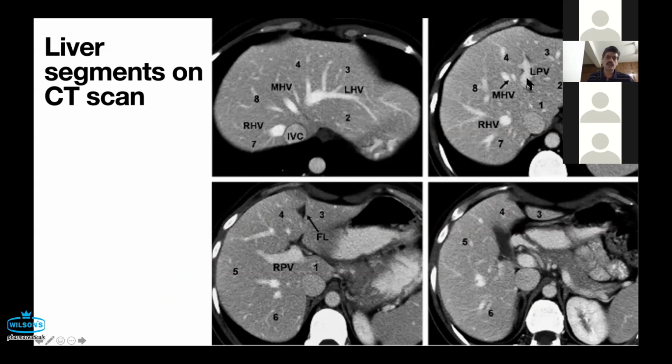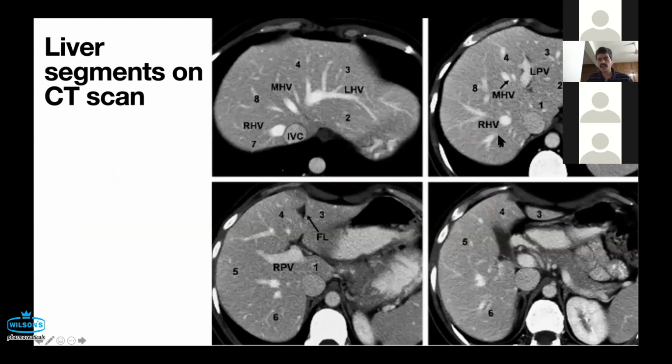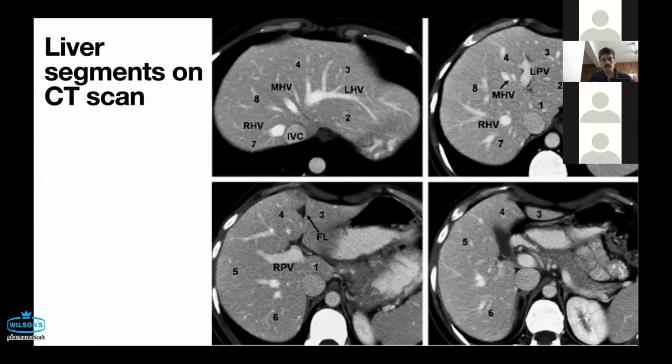Then as we go down, the left portal vein is superior to the right portal vein. So when we see the left portal vein, we start seeing more of segment 3 on the left side, but on the right, we still have the top segment, segment 8 and segment 7. Sorry. So when we go down, we have the right portal vein.